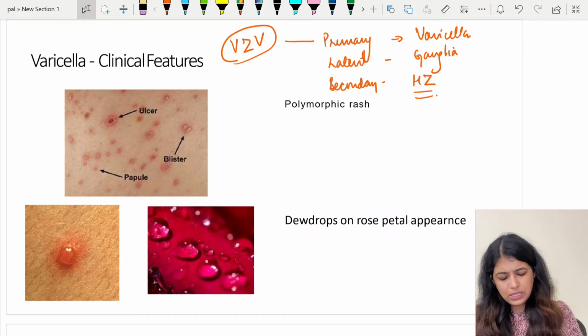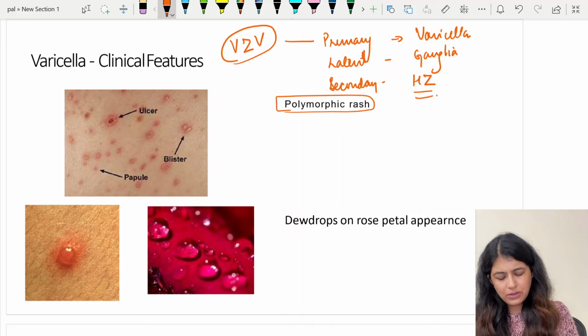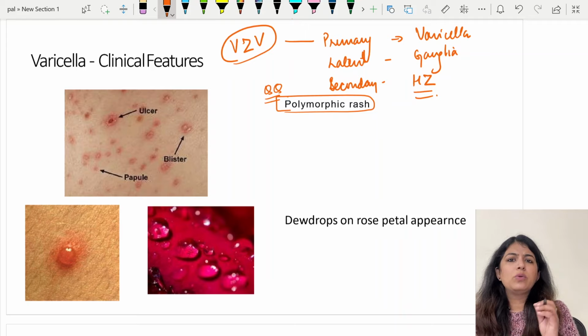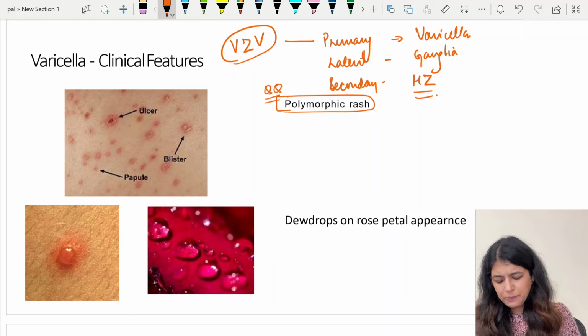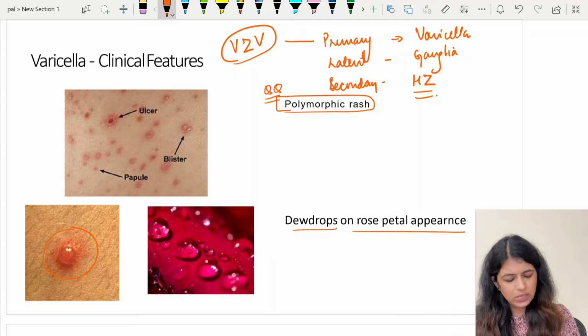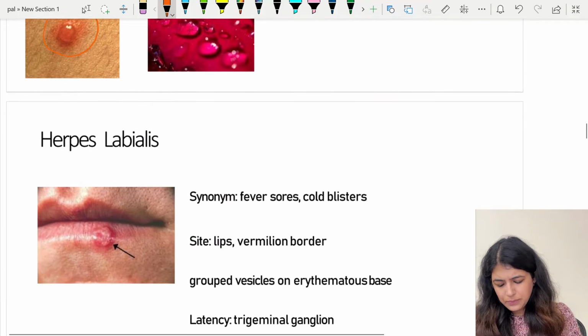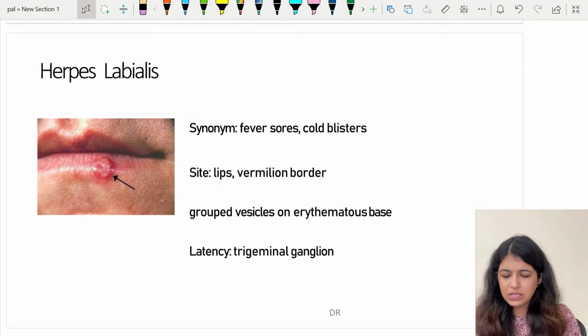In varicella, it causes a pleomorphic rash. This image has been asked in the exam. So varicella has a pleomorphic rash with a papule, vesicle, ulcer, scabbed lesion all present at the same time in the patient. When you look at the vesicle, it is present on a red base, which is called dewdrops on a rose petal appearance. Okay. So varicella is not what was given in the question.